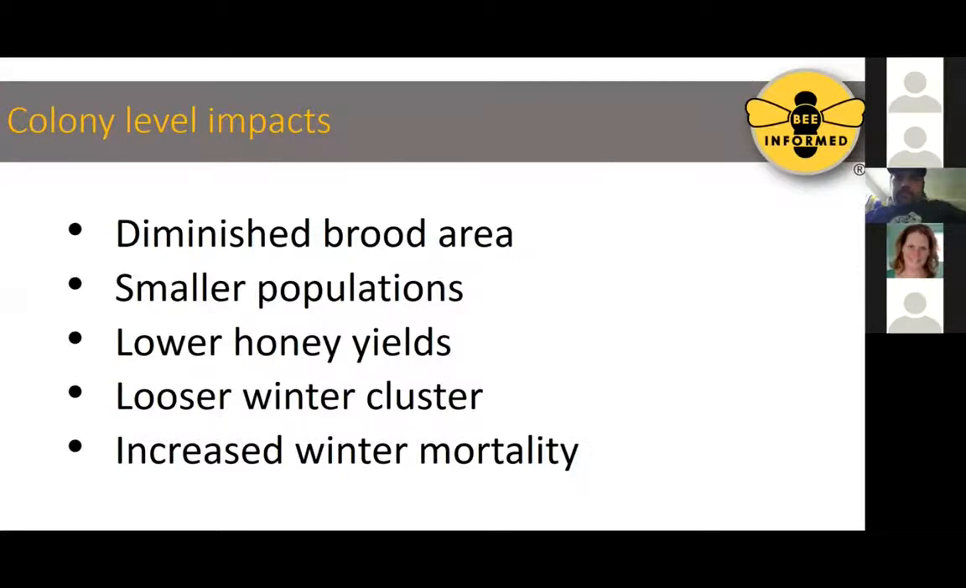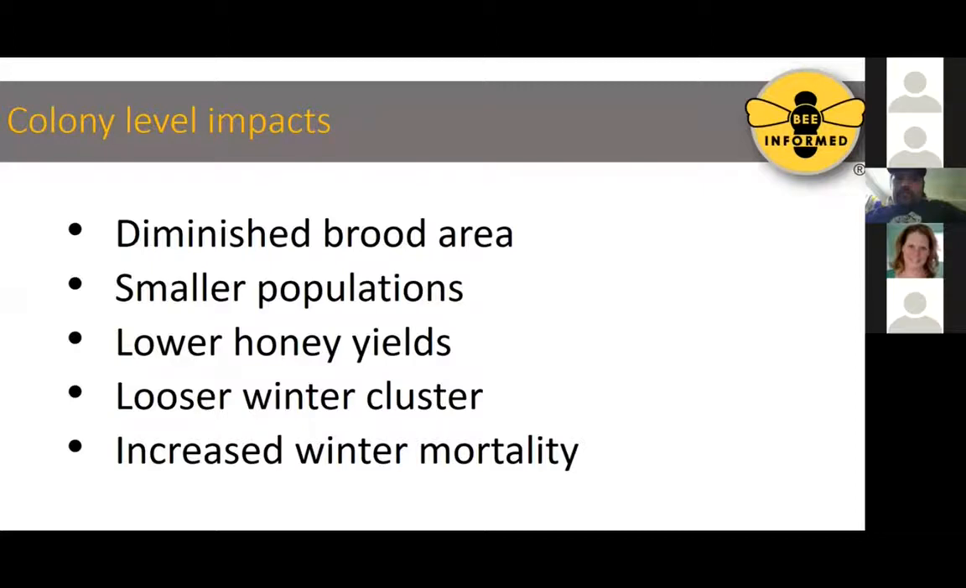When the tracheal mites first arrived in the States, it was really much more problematic for beekeepers that overwintered in the northern regions. They saw a big spike in losses due to this kind of disruption of clustering behavior.